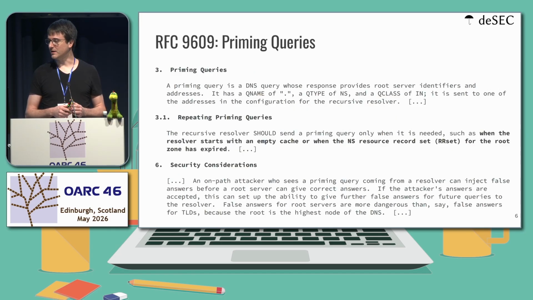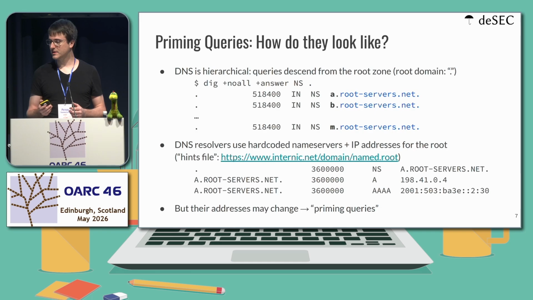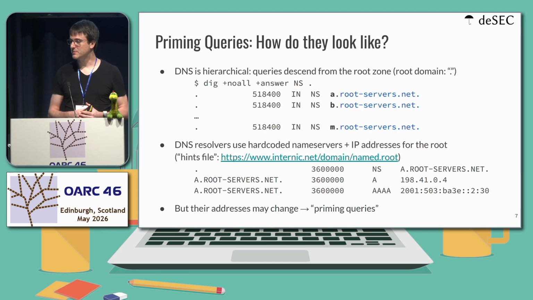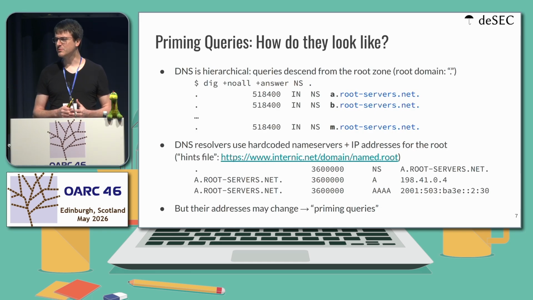Here's an example of how a priming query looks. It's a query for the NS record type for the root zone, and it returns, of course, the NS records, and then there's also glue attached to that, which I should have pasted, I suppose. And there is the hard-coded stuff that the resolver starts from, which is the hints file. It has the same zone file format shown at the bottom here, and it has the IP addresses that the name servers start with, and they might replace that by making a query to the root and seeing what happens. So this is all intro.